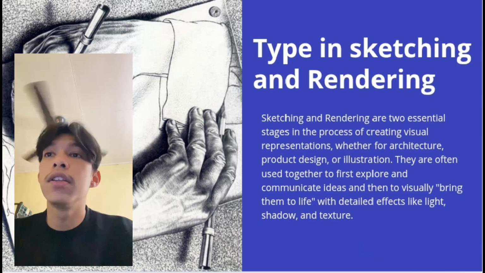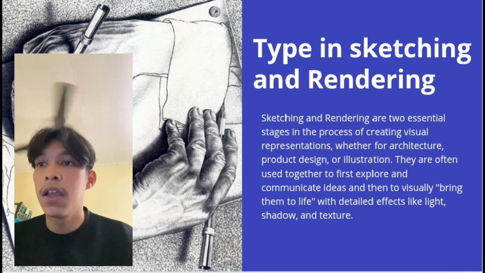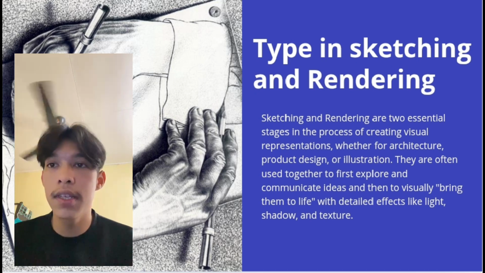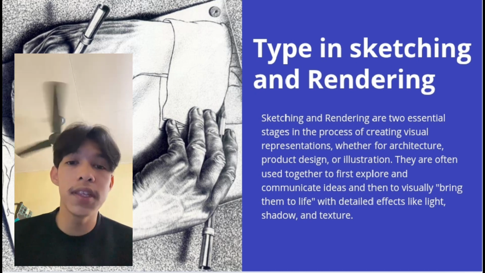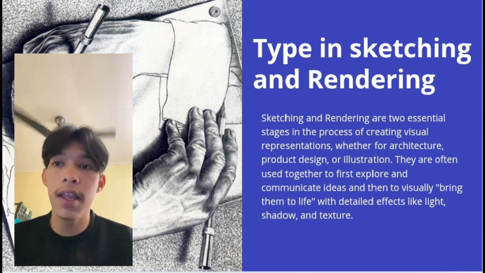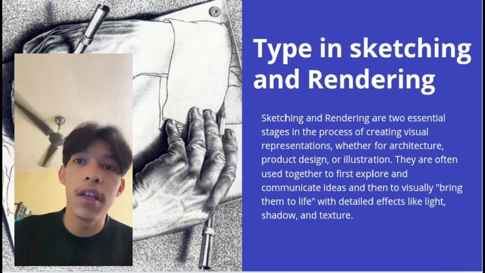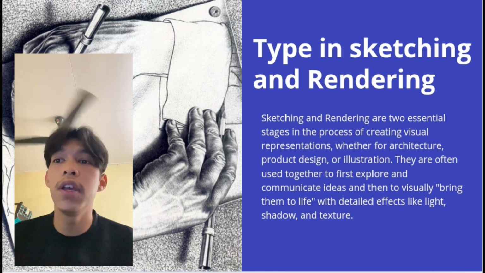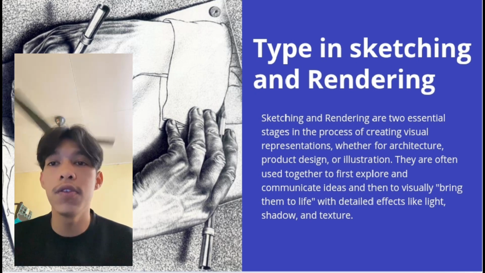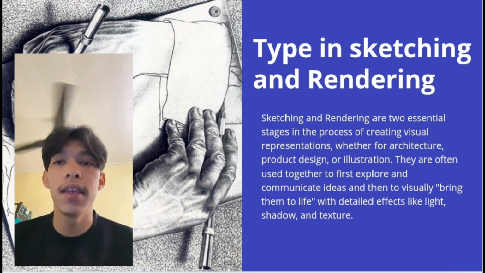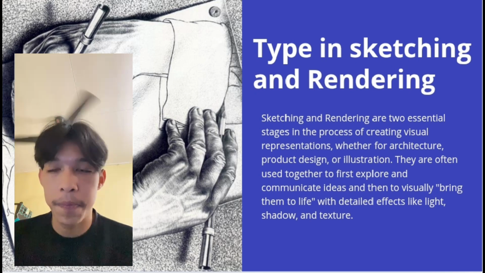So, the topic is sketching and rendering. Sketching and rendering are two essential stages in the process of creating visual representations, whether for architecture, product design, or illustration. They are often used together to first explore and communicate ideas, and then to visually bring them to life with detailed effects, like light, shadow, and texture.